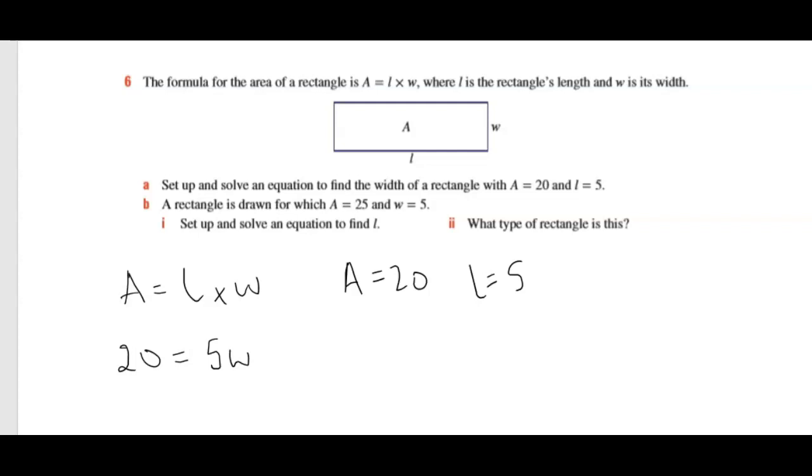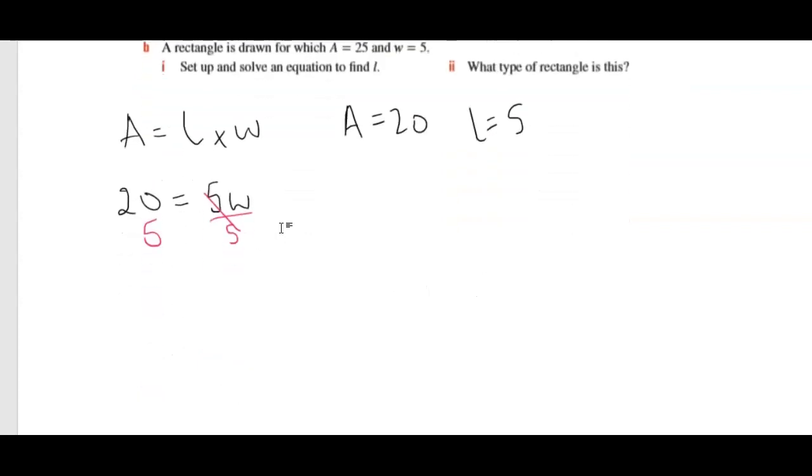All right, so to get W on its own, we're going to divide both sides by 5. And I didn't put that 5W over to the left-hand side, but you could have done that. Whoops, I didn't put the division sign on. Let's just do that quickly. All right, so 20 divided by 5 is 4. Okay, so W is equal to 4. All right, so question B.